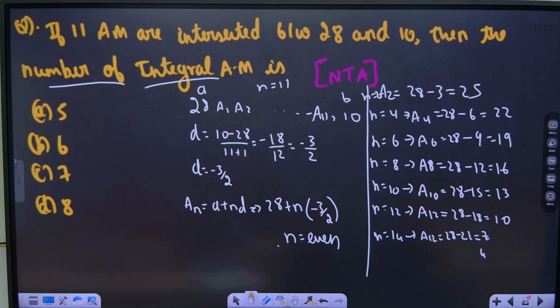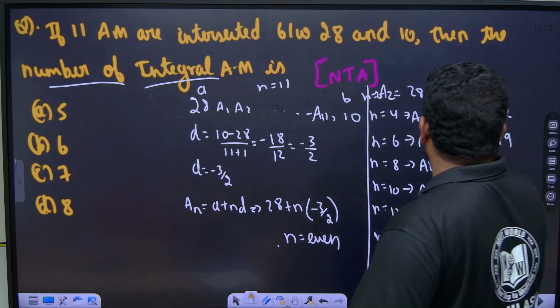N will be 8, even numbers we can. No, up to 10, sorry. N will be greater than 10. Of course it will be greater than 10. Why? Because it is decreasing. 28 to 10 it is decreasing. Till where can it go? Up to 10. Up to where can it go? Equal to 10. Up to 8, sir. Up to 8.